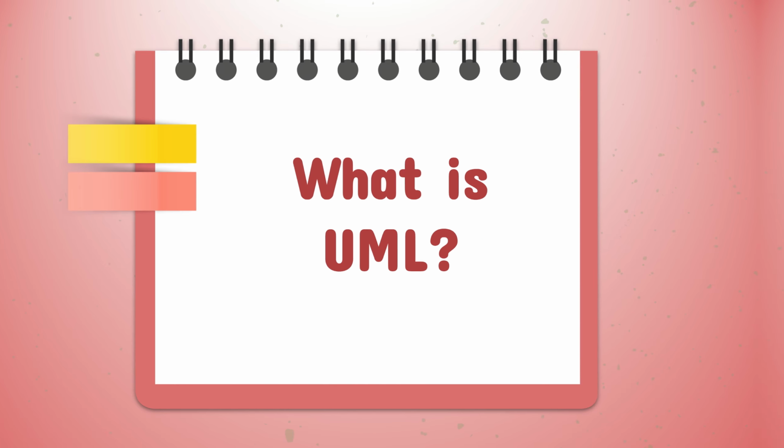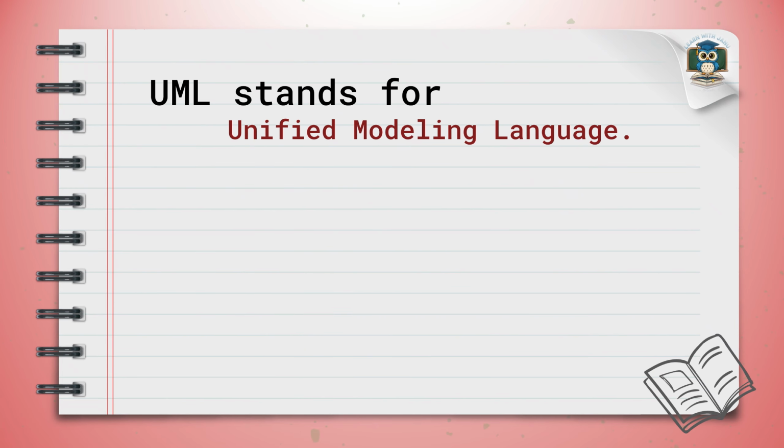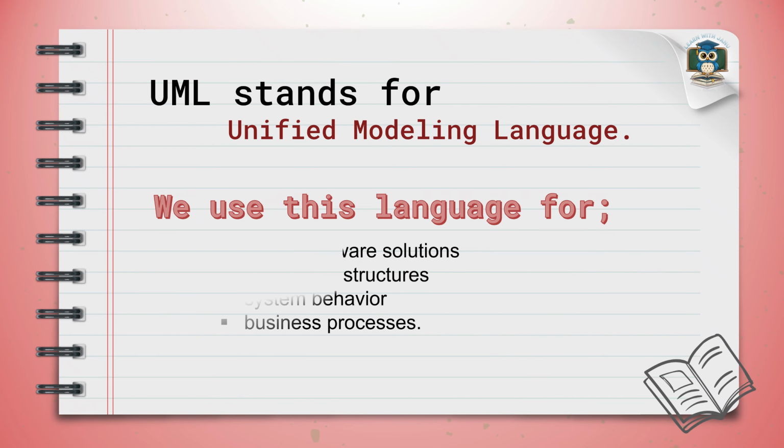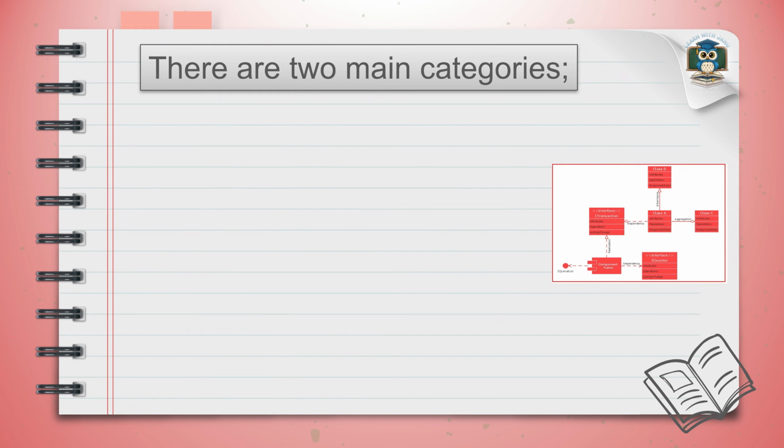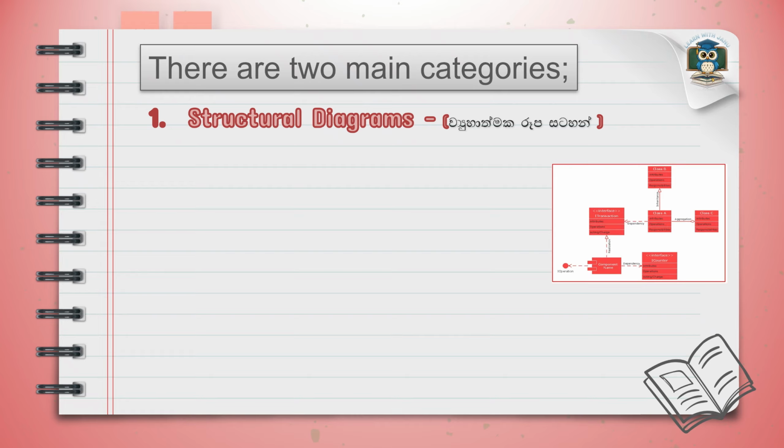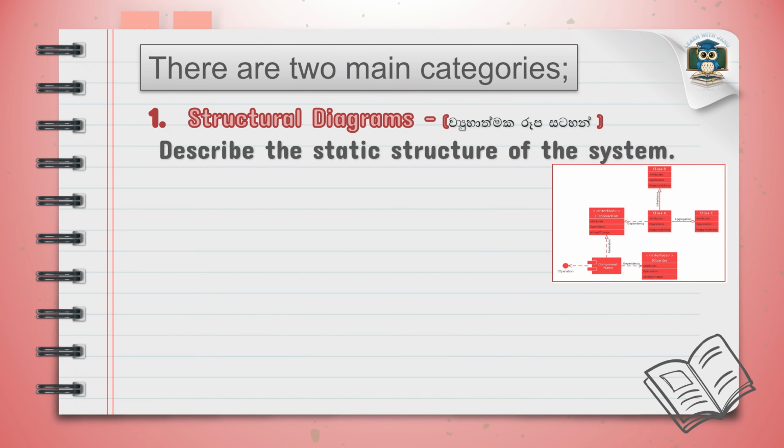Let's see what UML is. We can say it is Unified Modeling Language. This is what UML stands for, Unified Modeling Language. We use this language to model software solutions, application structures, system behaviors and business processes. So this is the UML. Let's see what the main categories of this UML language are. There are two categories. The first one is structural diagrams and the second one is behavioral diagrams.